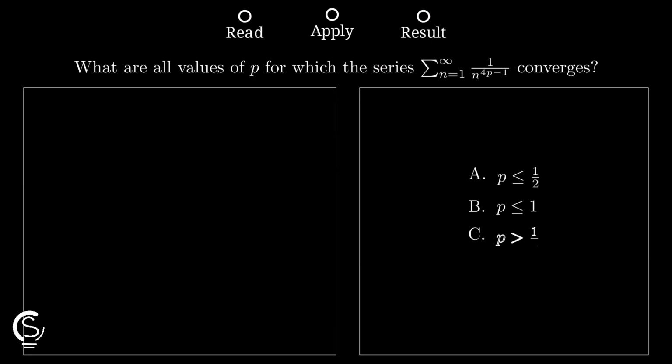First, look at the denominator of our series. The exponent on n is 4p minus 1. We need to isolate this entire expression to apply our standard convergence test correctly.